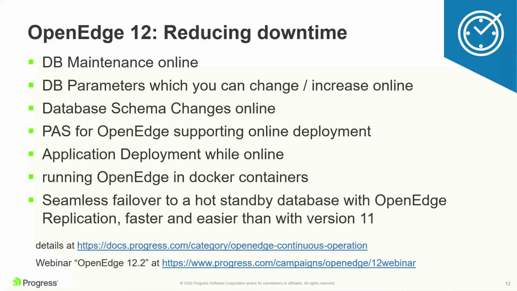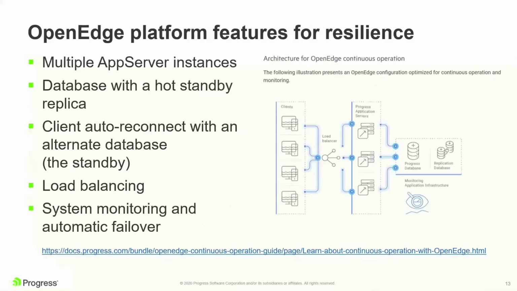Deliver the application in a Docker image, allowing you to scale or update your application while being online. Or use OpenEdge Replication to have a hot standby database. We introduced a new after-image replication queue mechanism, which is more performant and resilient itself. But let's focus on resilience.